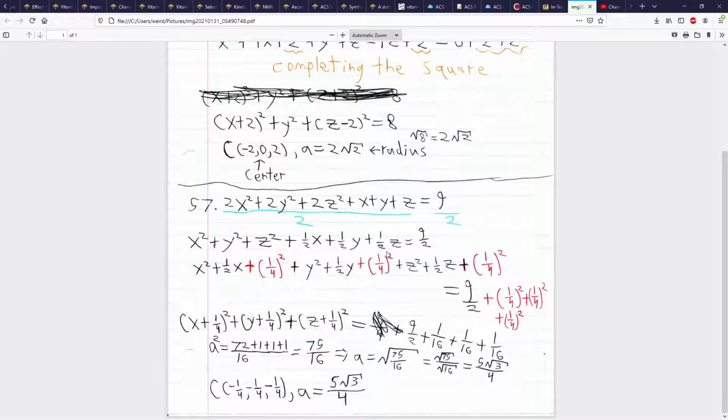1/2 is the constant in front of the variables here, x, y, and z. So it's 1/4 because 1/2 divided by 2 is 1/4, and it's squared. It's still simple algebra at the end of the day. So you add plus 1/4, and the center is going to be negative 1/4, negative 1/4, negative 1/4. And the right-hand side eventually becomes 75 over 16, which you take the square root of, and you get 5 square root of 3 divided by 4. So that's the radius, and there's the center. And that's it for the section.